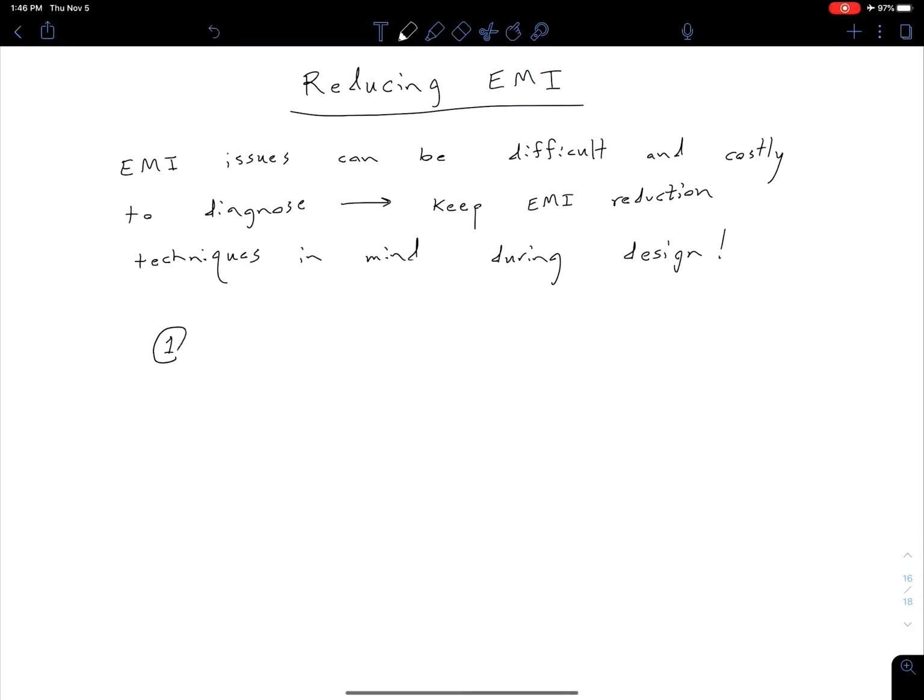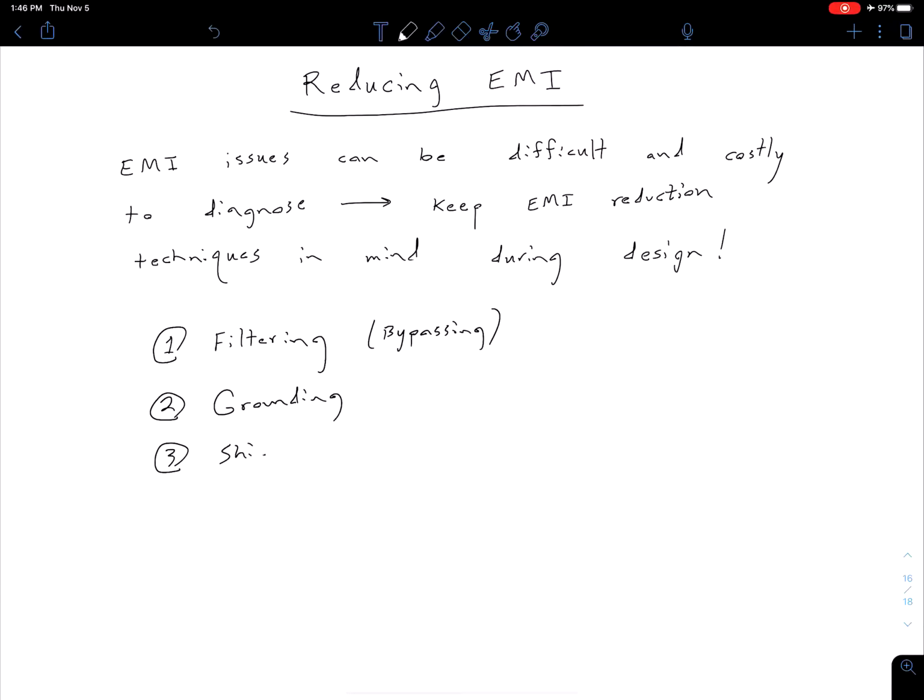The first one, which we're going to focus on a little bit in this video as well as the next video, is filtering. And then a subset of filtering that we're going to talk about, and we've already seen a little bit, is bypassing. The two other techniques we're going to talk about later on are grounding and shielding. Again, we're just going to touch on each of these briefly. We're just kind of introducing these high-level topics, and then if anything becomes relevant to where you're working later in your career, hopefully it gives you a good starting point.